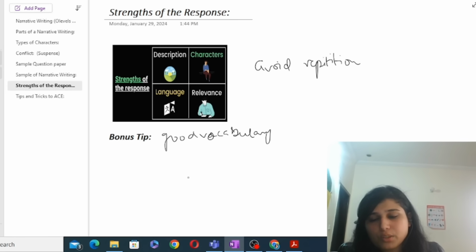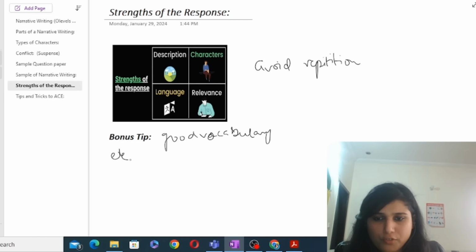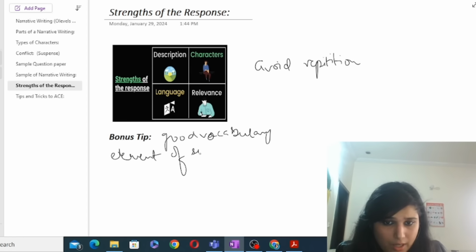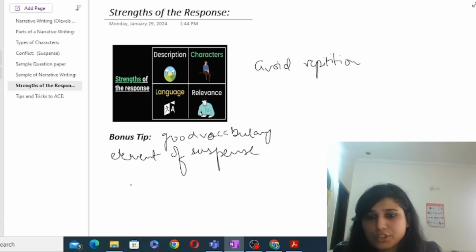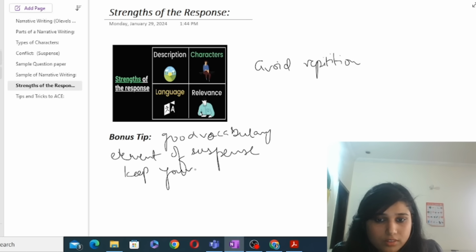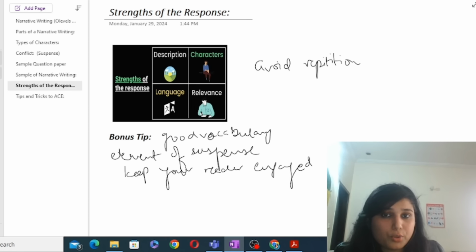So this is the way you're going to ace your narrative writing. You must add the element of suspense. Element of suspense is a must. I'm repeating it once again: element of suspense is a must. And keep your reader engaged. Keep your reader's attention engaged till the end of the story as well.